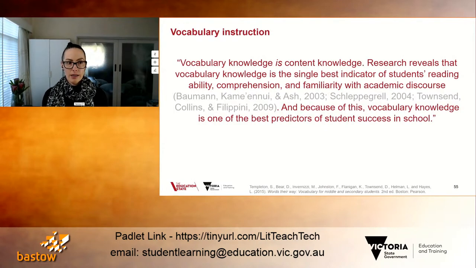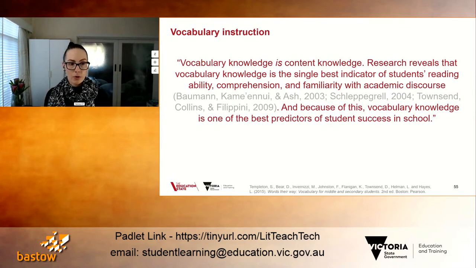Okay, so vocabulary instruction. Vocabulary knowledge is content knowledge. I wanted to put this up here because sometimes people think, oh, I'm already teaching all my content and now you want me to teach vocabulary as well. Well, that's a literacy thing, that's not my content. So I just want to clarify, time spent in every subject on teaching vocabulary is actually teaching your content. It's not separate to that.